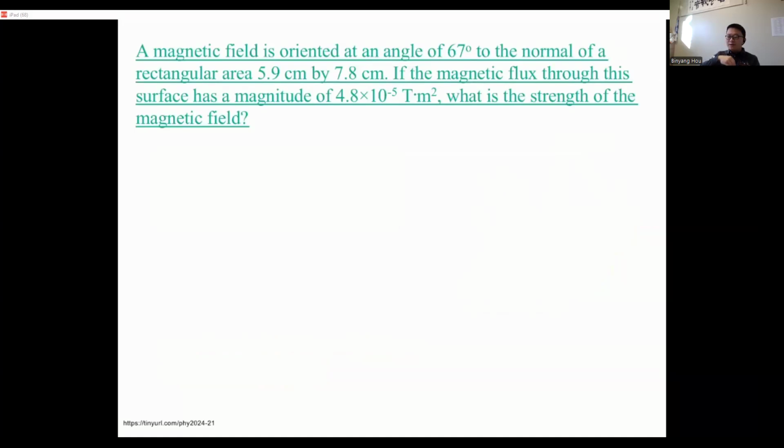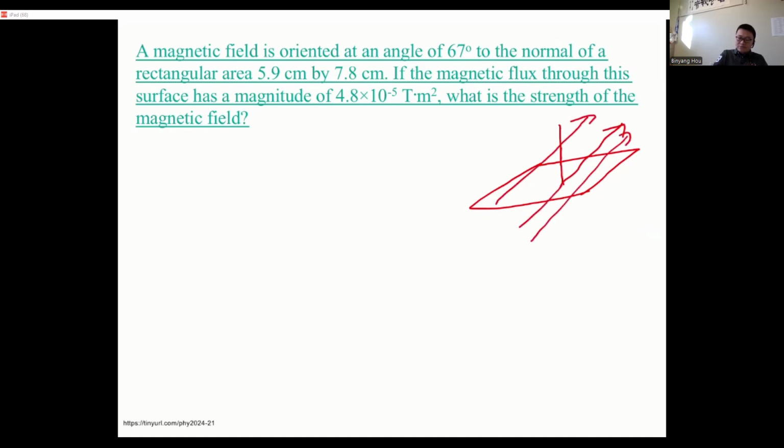Okay, let's take a look at this first example. It says a magnetic field is oriented at an angle of 67 degrees to the normal of the rectangular area. You can maybe just visualize this. The magnetic field is this one here, and it's 67 degrees to the normal. The normal direction will be in this direction, the B field is going in this direction, and the angle here is theta.